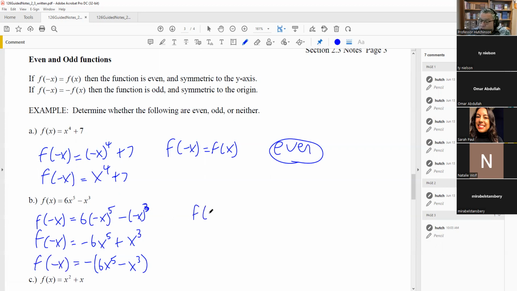So now we can say that f of negative x is equal to negative f of x. And that is the definition for odd. Okay, so that is the answer on that one.